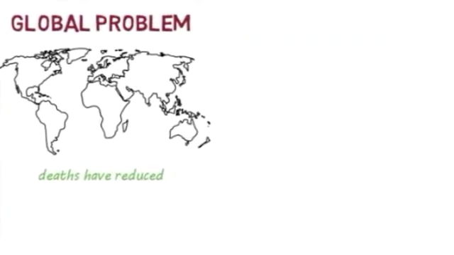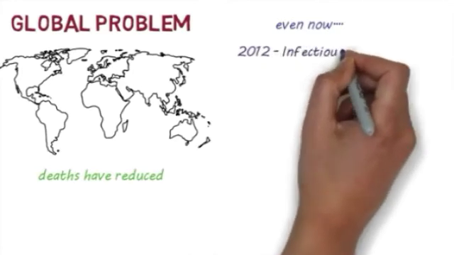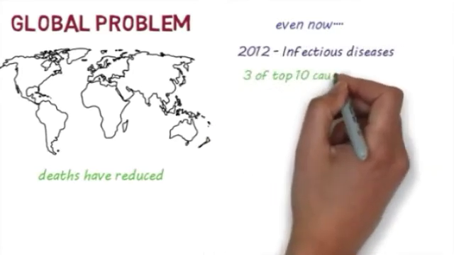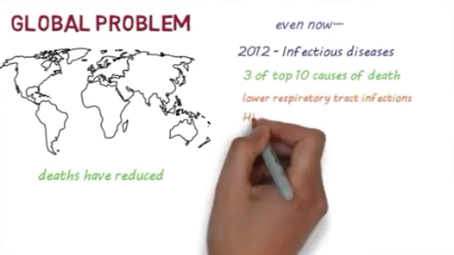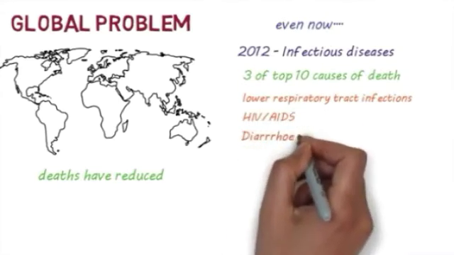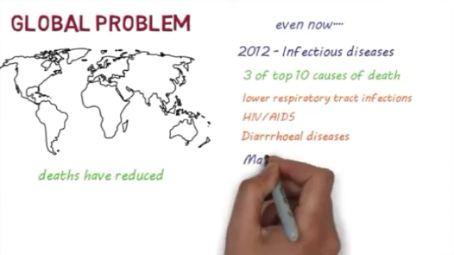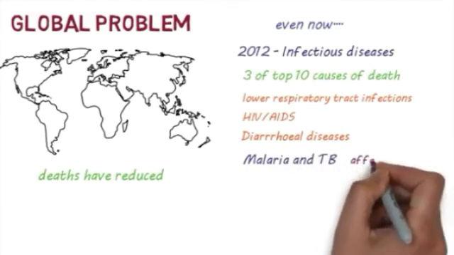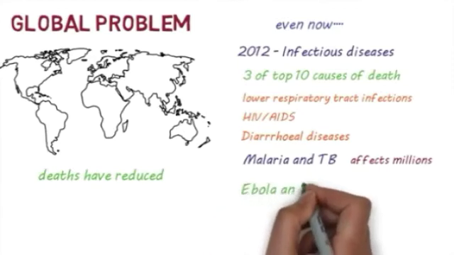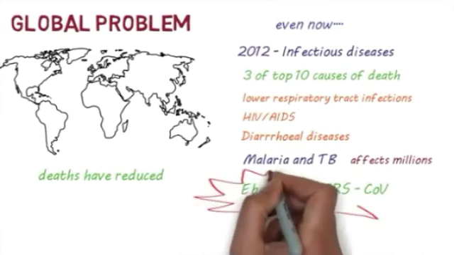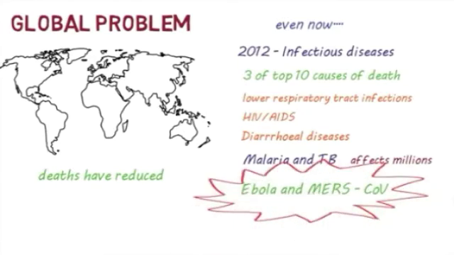However, even now, they're a problem. In 2012, infectious diseases were responsible for 3 of the top 10 causes of death in the world. These 3 were lower respiratory tract infections, HIV/AIDS, and diarrheal diseases. In addition to this, malaria and tuberculosis continue to affect millions of people. New diseases like Ebola and MERS-CoV have sprung up, causing deadly outbreaks and killing thousands of people.